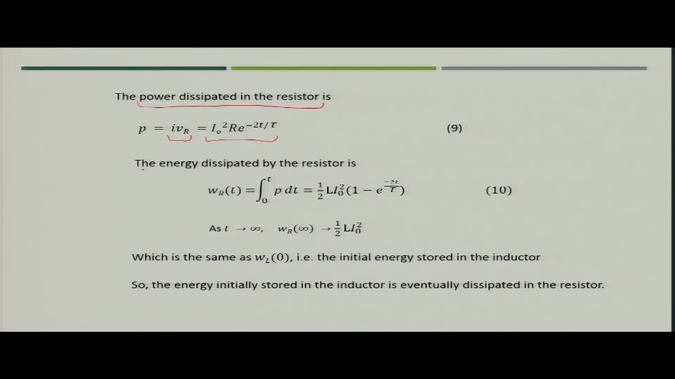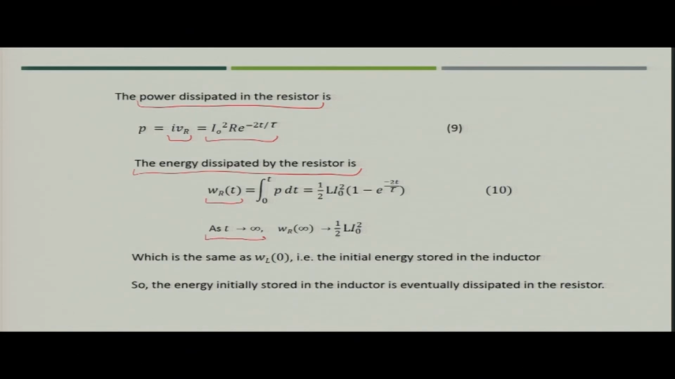Now, what we want to find out is the total energy dissipated by the resistor during a particular time t. What we can do? We can find the value of energy as the integration of instantaneous power P over dt between 0 to t. So, what we get? We get the value as 1 by 2 L I naught square into 1 minus e to the power minus 2 t by tau.